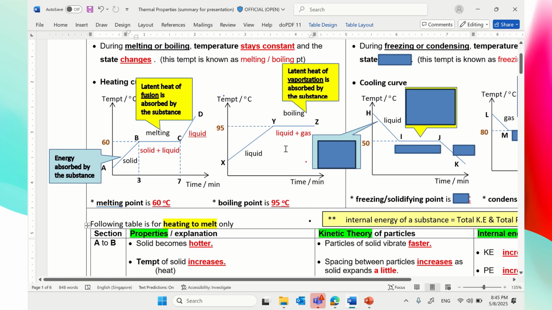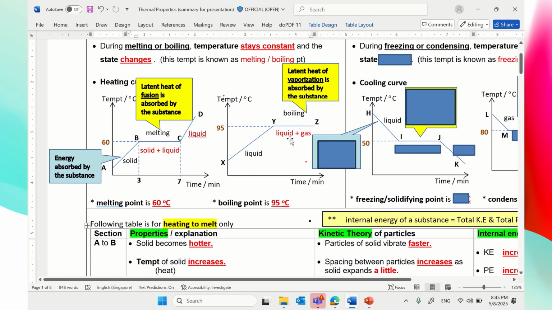The reason is because the energy absorbed is used to break intermolecular force of the liquid as it boils and changes to the gaseous state. The energy is used to break intermolecular force again, but this time it is for boiling. The change of state is from liquid to gas.